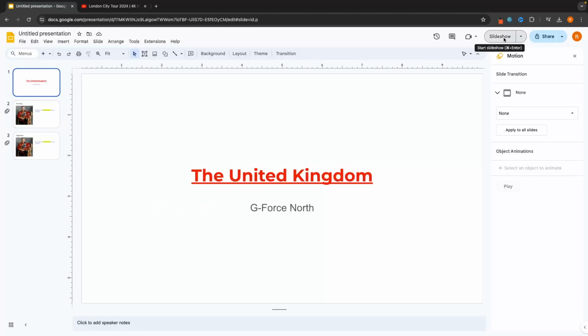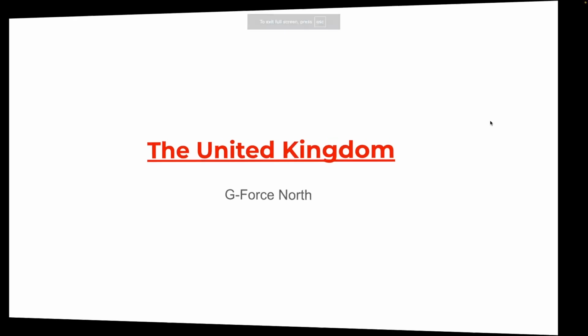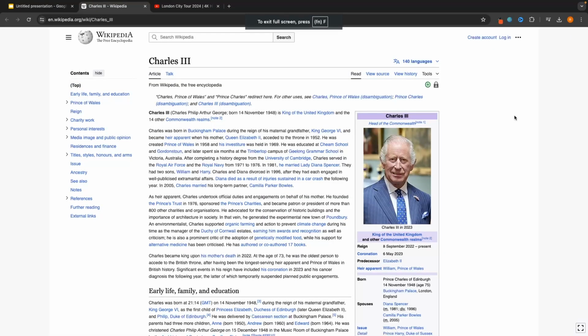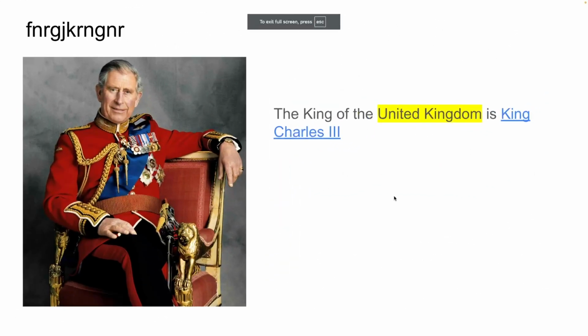To see how the final presentation is going to look, just go to the first slide on your presentation, click into slideshow, and this is going to start the presentation. If I click along, you can see I'm now going to have the transition that I just added. If I click onto the king's name, that's going to take me over to Wikipedia because I added the link. And then if I click again, we are going to get another transition.